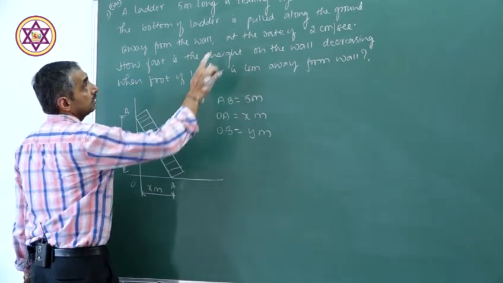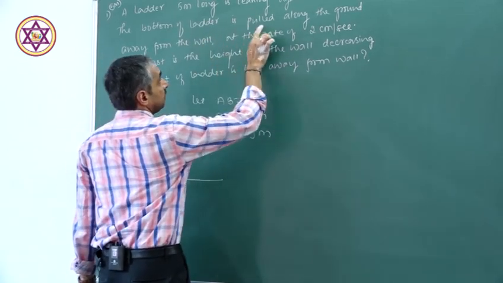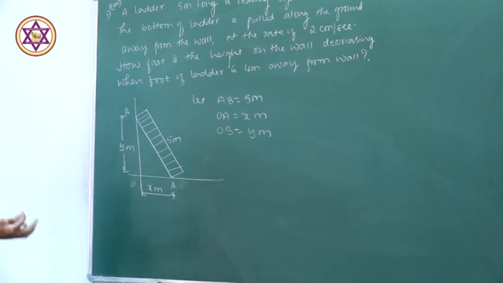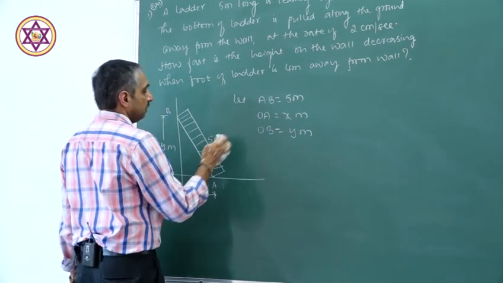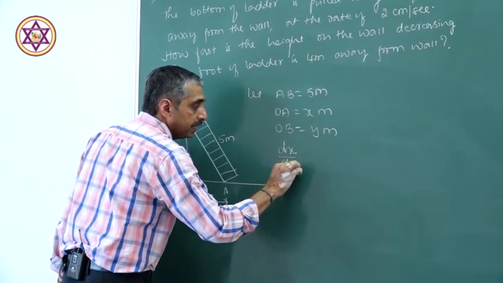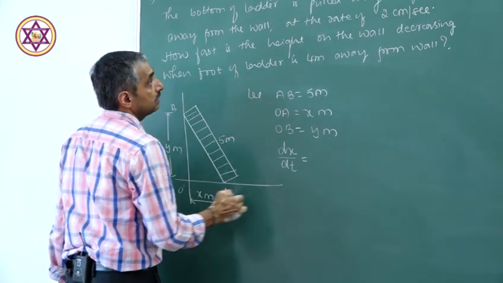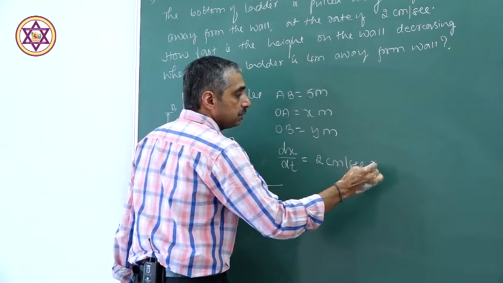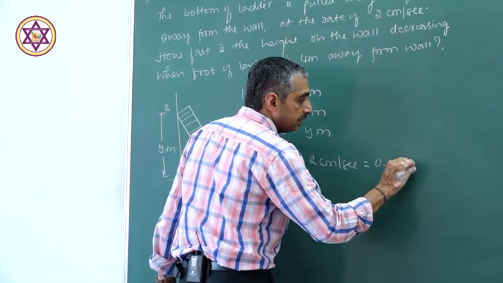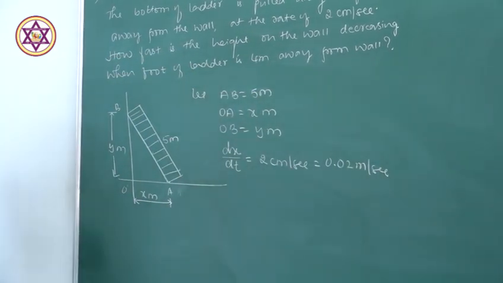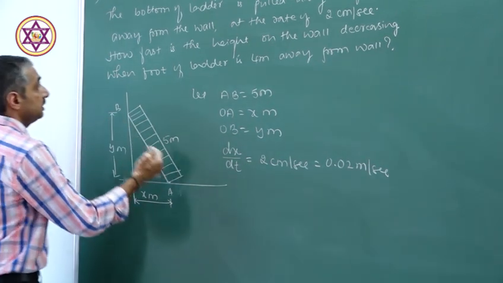So now what is this? The bottom of the ladder is pulled along the ground away from the wall. This is the bottom, it is pulled along the ground, that is dx by dt. It is given as 2 centimeter per second, so converted to meter, 0.02 meter per second. The question is, how fast does the height on the wall decrease?